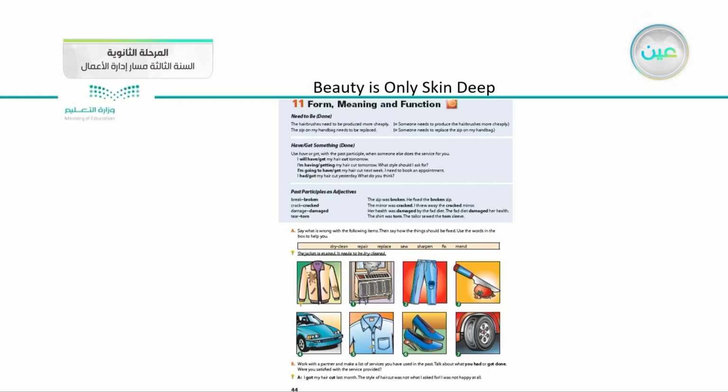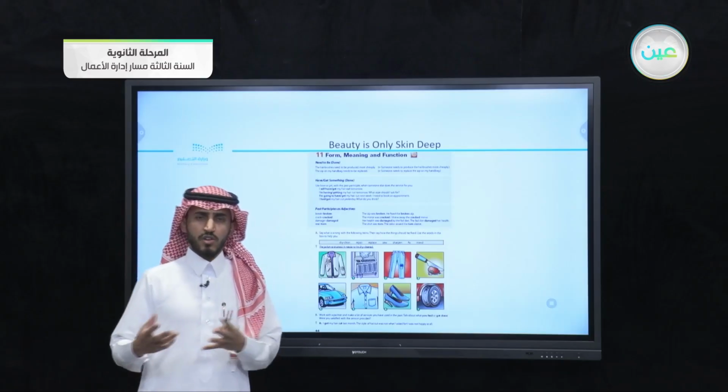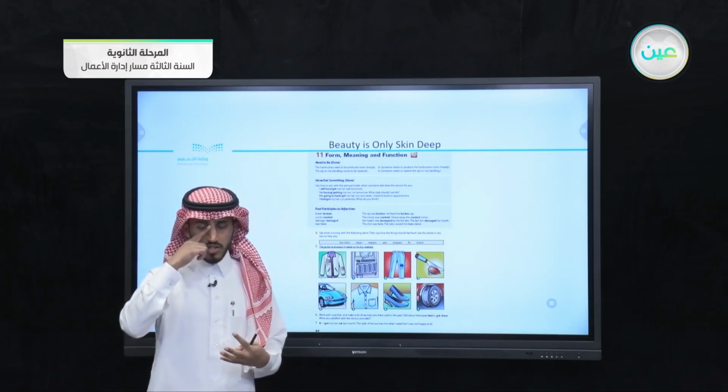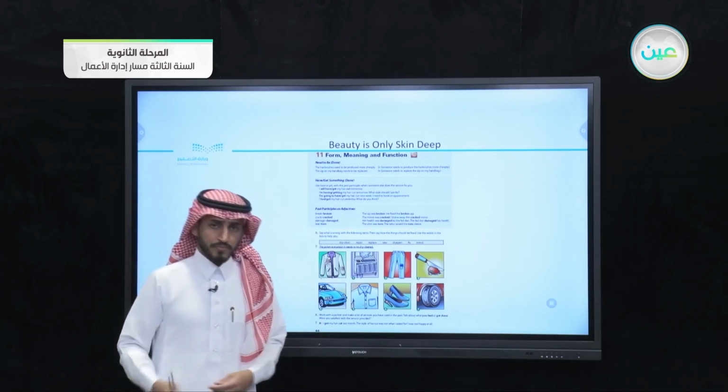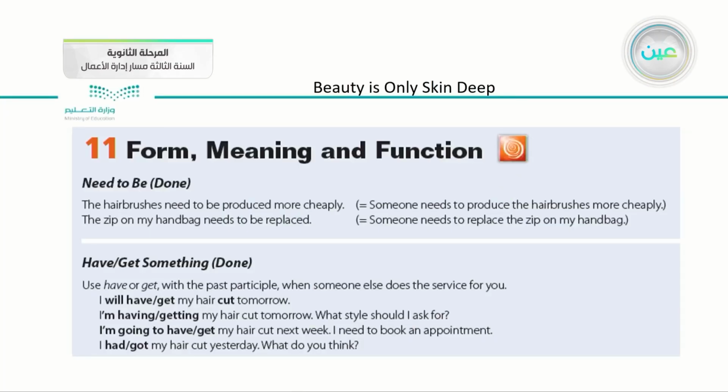Today, on page 44, we have the 11th part in this unit, which is form, meaning, and function. In each form, meaning, and function lesson, we learn some vocabulary and grammatical rules, and we try to integrate them together so we learn something. We will start today with the first part. Today we have around 5 or 6 parts.